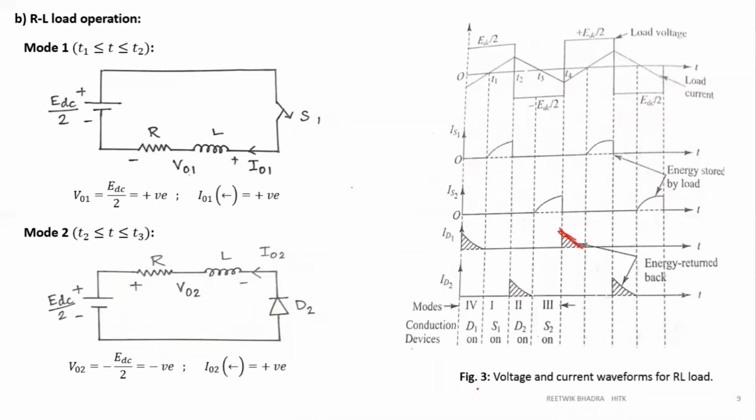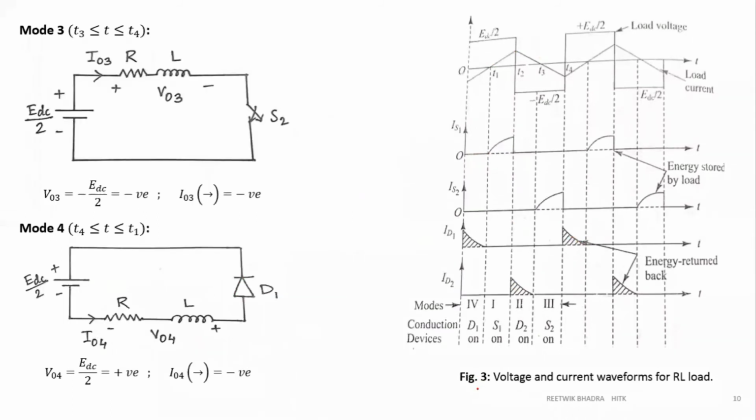I hope everybody has understood these two modes. Next we'll go to mode 3, T3 to T4. During this T3 to T4, what happens? Switch S2 is on. Now inductor charges. Which direction? This direction. I03 becomes opposite, so negative. I03 flows in this direction. V03 also opposes, changes its polarity. So V03 also becomes negative. So current negative, voltage negative, but current is charging. So charging in the negative direction increases. Voltage is negative during this period. So T3 to T4, it is negative.